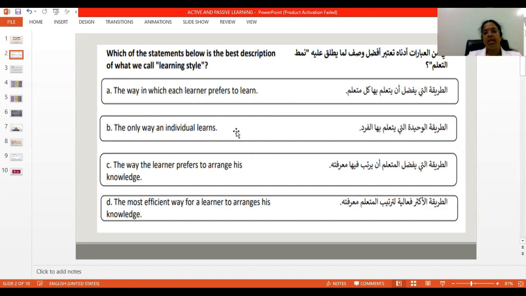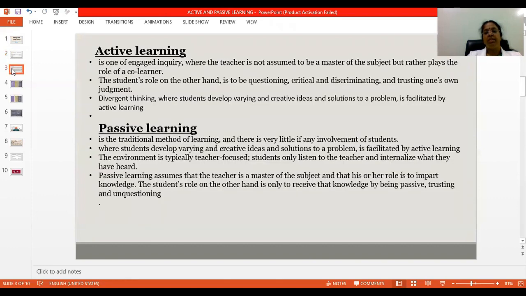Here, the correct answer is the way in which each learner prefers to learn, because a learner might have at least two to three different kinds or ways of learning. So there may not be any one single way. This option A, the way in which each individual learner prefers to learn, is called the learning style. Now we will go for the difference between active and passive learning.